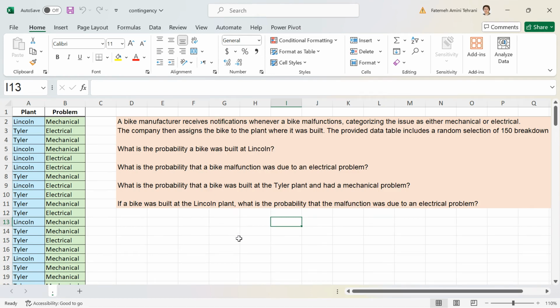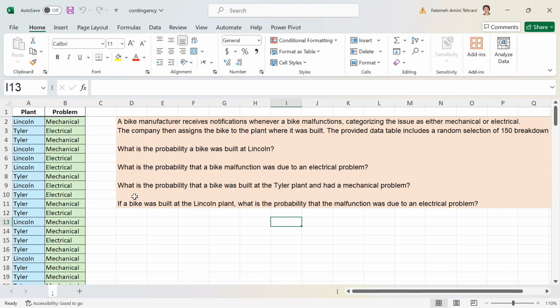The question says a bike manufacturer receives notifications whenever a bike malfunctions, categorizing the issue as either mechanical or electrical. So for any bike, there are two kinds of problem. It can be mechanical or electrical. Then the company assigns the bike to the plant where it was built. So in this data table, we have a random selection of 150 breakdown incidents, and there are some probability questions. For example, the question says, what is the probability a bike was built at Lincoln?